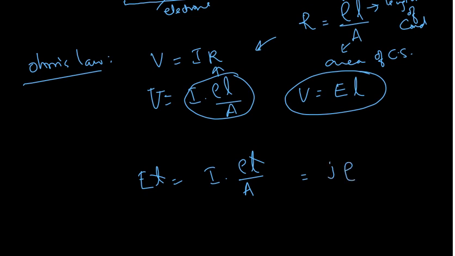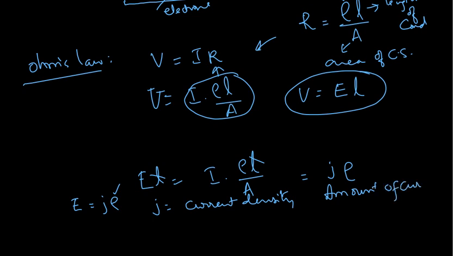E is equal to J rho. Rho is resistivity, J is called current density, that means amount of current divided by the area of cross section, area of interest. So if you take that, that is called a current density. This is a popular 1 mark question.